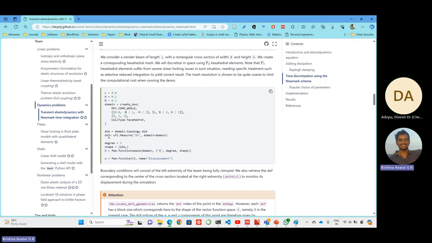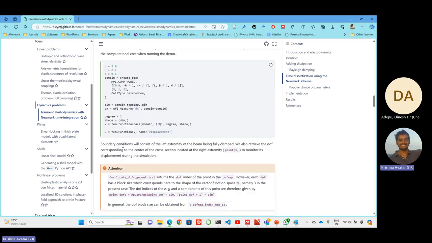And then we prescribe the expression for the integration element, which is dx equal to ufl.Measure dx, domain equal to domain, degree 2. This defines the integral: if it is, say, f dx, this is the dx that goes there, an integration element. The degree is what degree we want for our polynomials. We have chosen quadratic polynomials as basis functions.